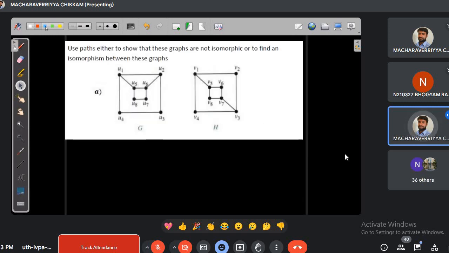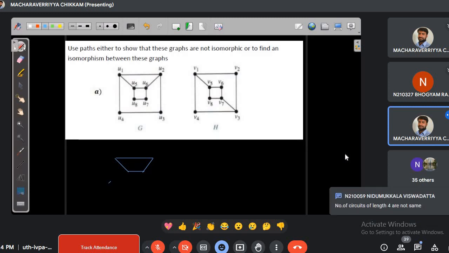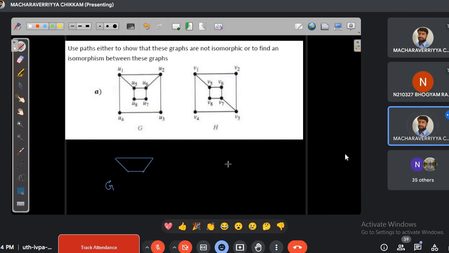Now this we already discussed. These two are not isomorphic. Do you remember? So now using circuits, how do we say? I hope I can see a circuit of length 4 here in the first graph. So in the first graph, we can see a circuit of length 4 in G. But how about in H? Do we have a circuit of length 4 in H?